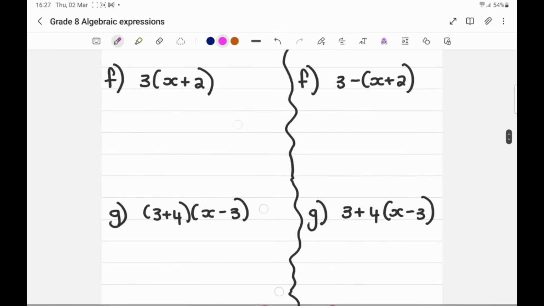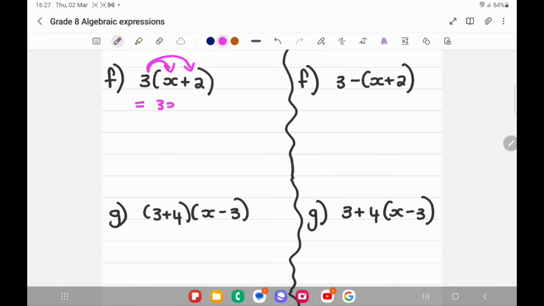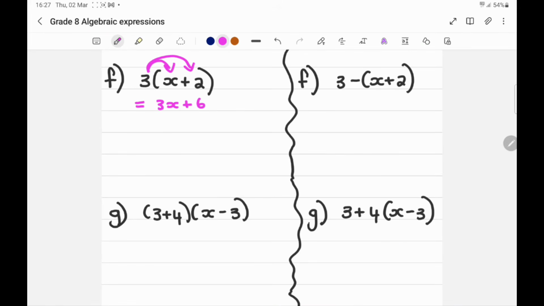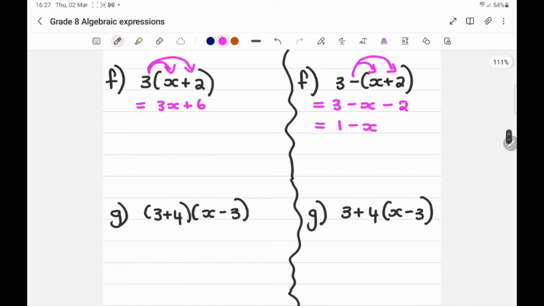Then let's quickly look at the distribution. You take the 3 in, which gives you 3x plus 3 times 2 is 6. Over here, what is in front of the bracket? Only the negative. So where there was a 3, over here there's only a negative that has to go in. A negative times a positive x is a negative x, and a negative times a positive 2 gives you a negative 2. And 3 minus 2 is 1, and 1 minus x. That's where it stays.